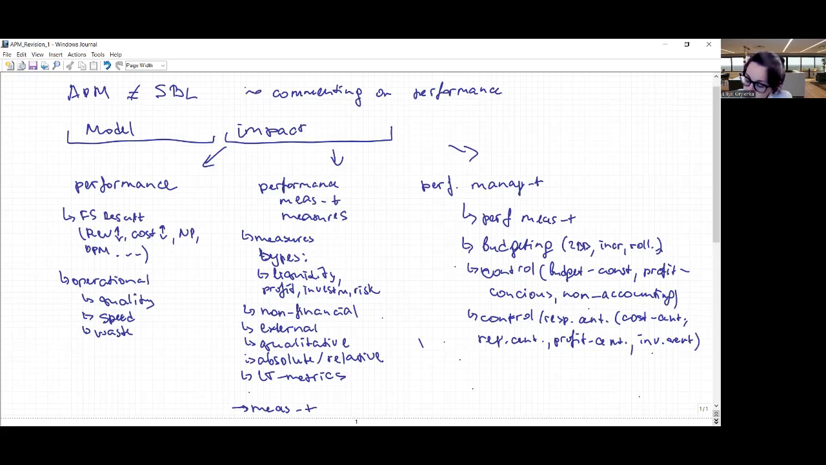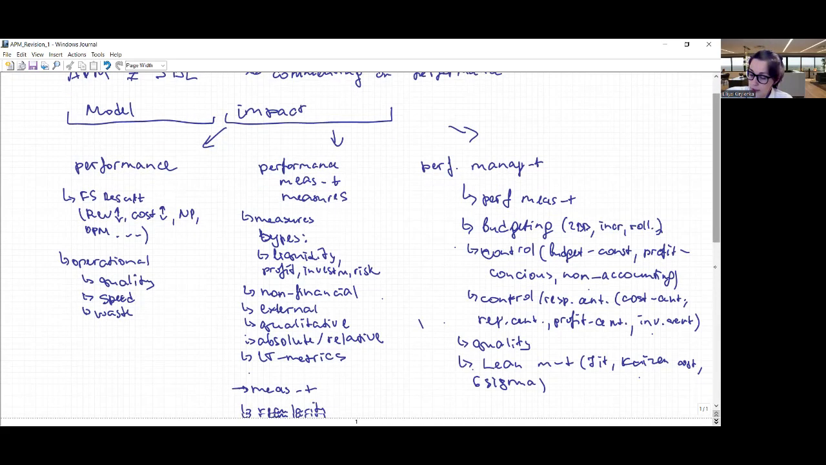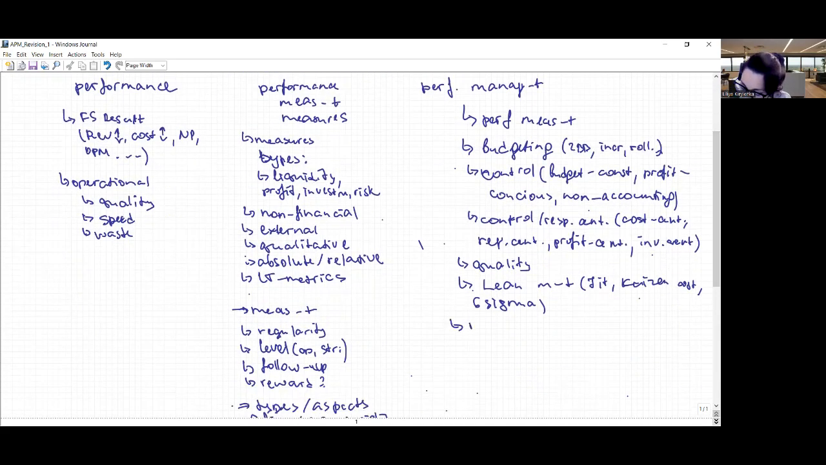Then we're going to talk about quality. And there is a huge part of the topic that relates to lean management. And lean management is just in time, it's Kaizen costing, it's Six Sigma, and so on. Okay, and of course, it's going to be rewards and the human relations aspect.